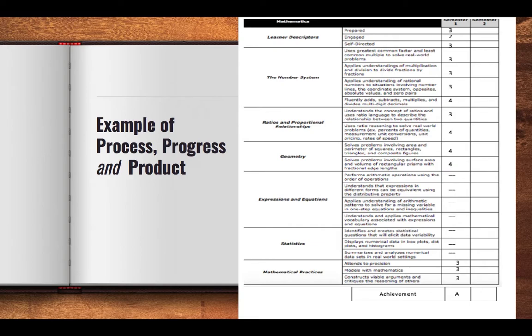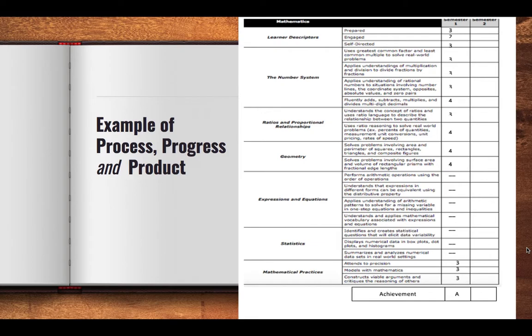So you'll see at the top of this report card sample, again, this would be an example of what you will see at the reporting time after second quarter, so at the semester. Learner descriptors: prepared, engaged, self-directed. And those are marked with a 3, a 2, and a 3 for this student. Then you will see math standards broken up by different topic areas. And you'll see some 3s and 4s for this student. You'll also see dashes. The dashes will indicate that this particular standard has not been assessed yet. And so the teacher is unable to give a mark on how the student is meeting or progressing toward the standard.